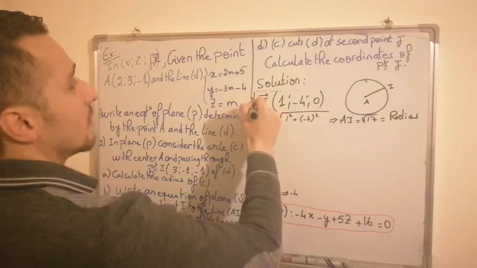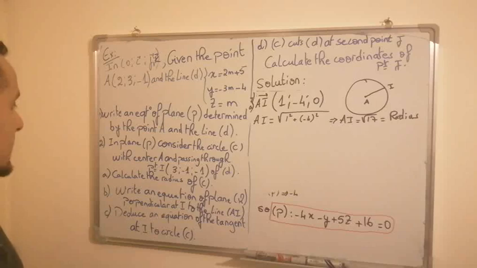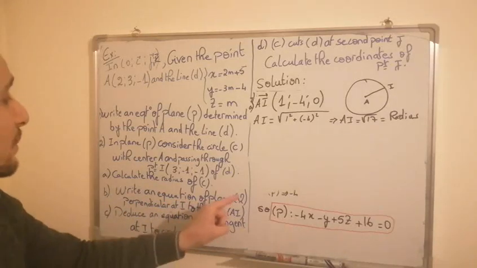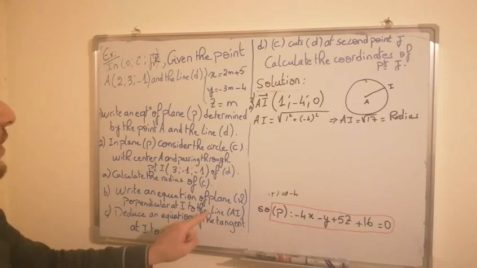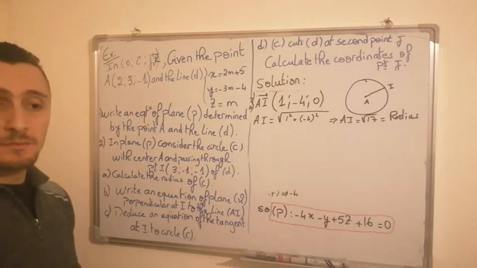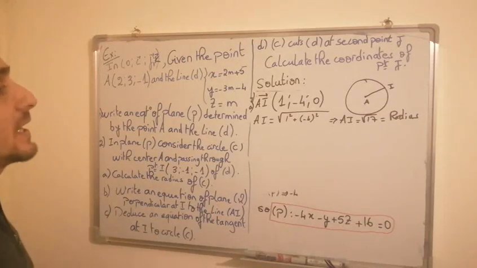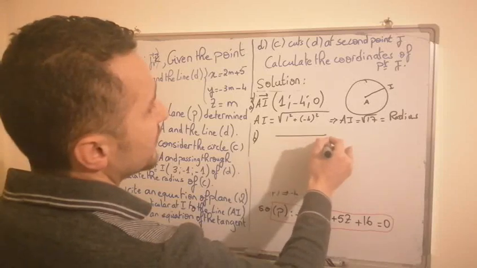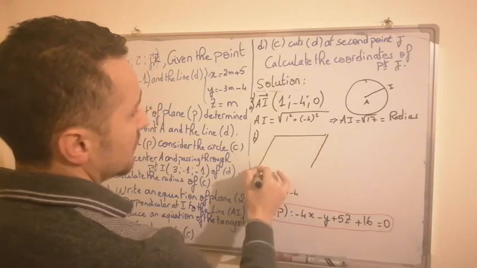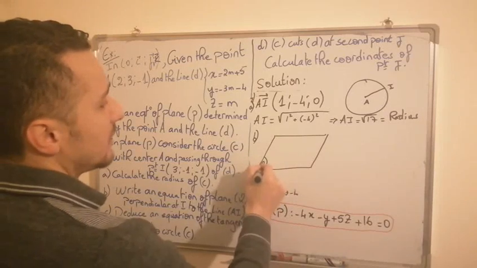Part 2a. In part B, the question is, write an equation of plane Q perpendicular at I to the line AI. Perpendicular at I to the line AI. Also, we can draw a figure. Okay. This is the plane Q.